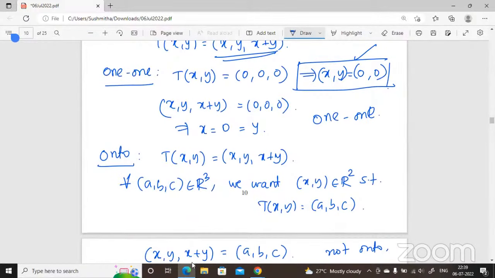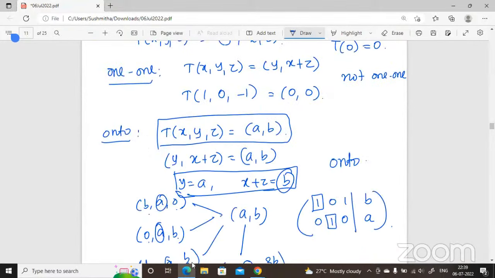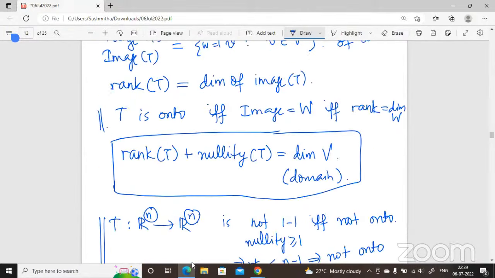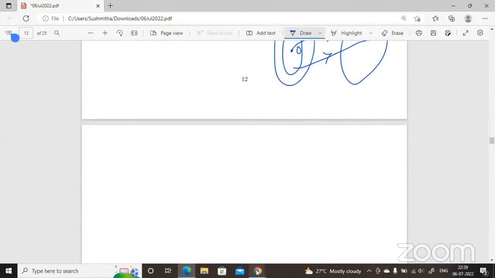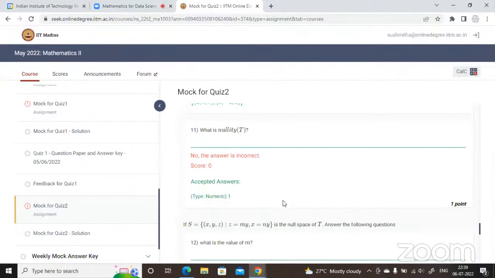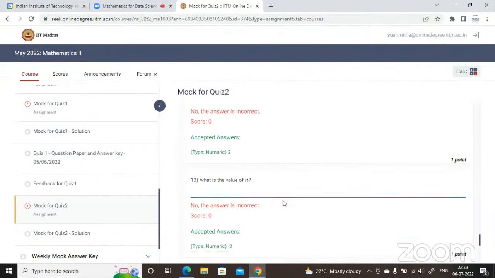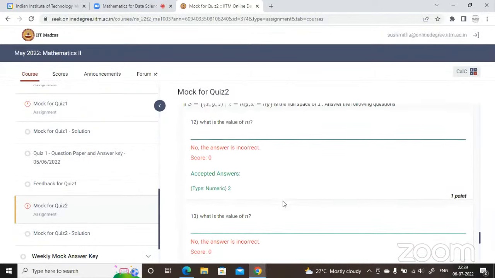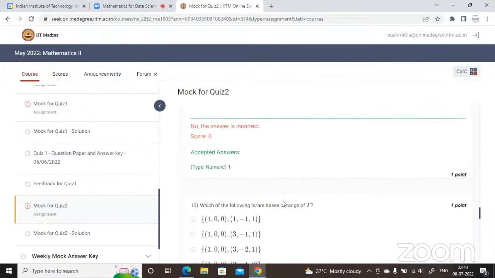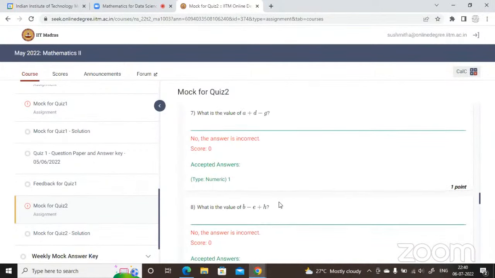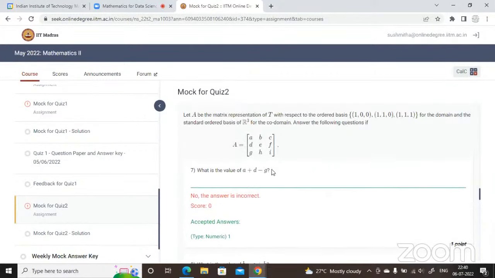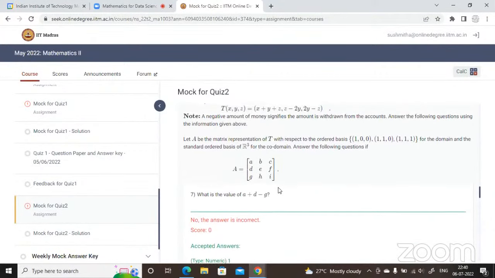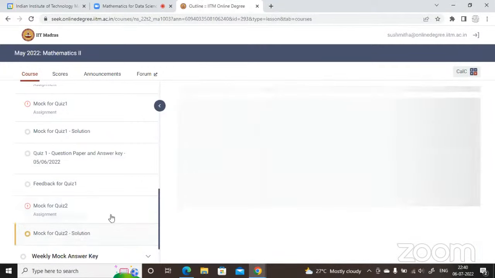Can you take one example and explain one more time, if possible, for onto? Because for onto, it's clear that all the codomain should have a pre-image. Okay, maybe we quickly take the matrix and then move on, or we have the transformation.